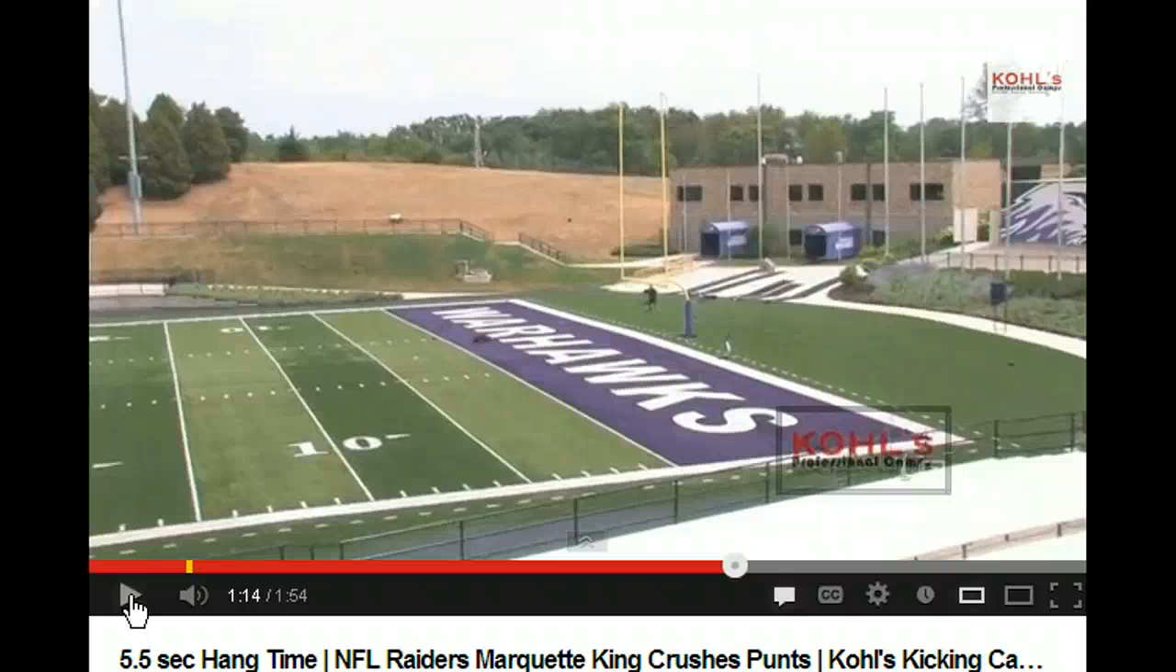How far down the field did the ball go before it landed? How high in the air was the ball at its highest point? How far down the field was the ball at its highest point? And we're going to use a quadratic equation to model and answer that type of question.